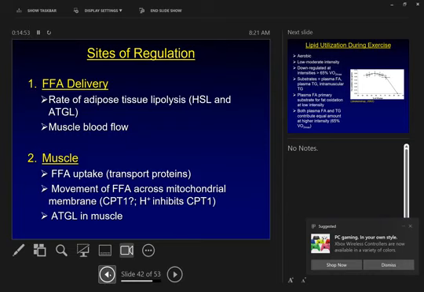The big issue with all of this, and the reason that I said that it's slower, and the place we're going to regulate all of this, is essentially at free fatty acid delivery from adipose tissue into the muscle. This is primarily regulated by how fast we can break it down in adipose tissue, and then blood flow to our muscles. Blood flow to muscles is usually pretty high. That's not going to be a problem. So it's really about this.